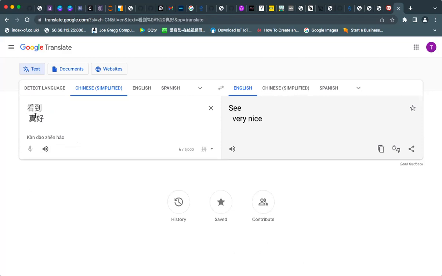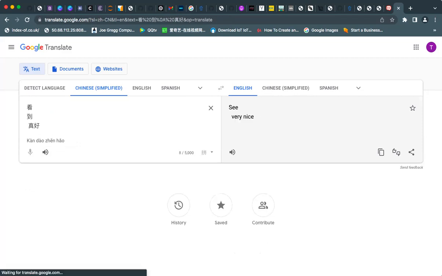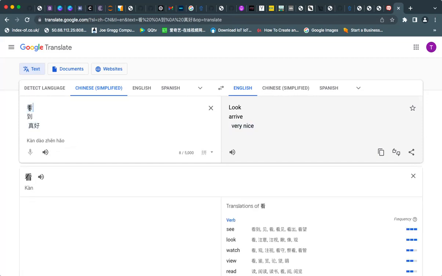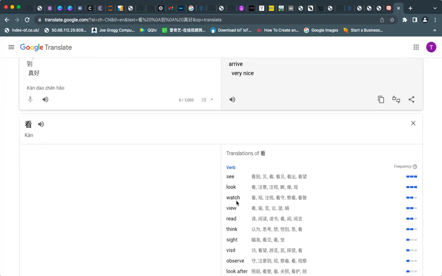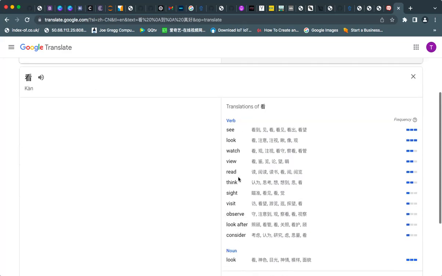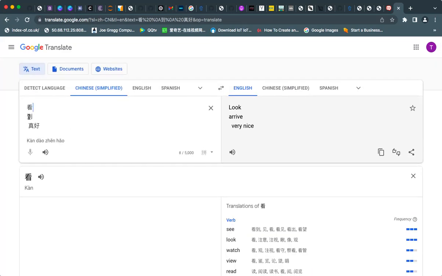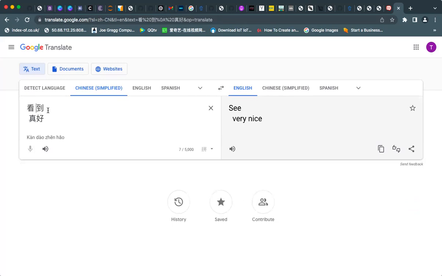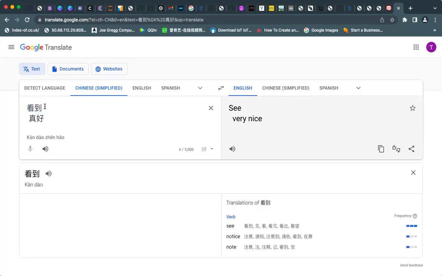Okay, well, jida. And then kan is to see, right? Kan on its own is to look or see. It should have those definitions as well, right? See, look, view, or read. It just depends on the context and how you match it with the other. And then dao we said it's like the ending, like the result. So when you look and you see, sometimes you just look and then you don't see. But sometimes when you look and you see, that's the result of looking is seeing. So you combine together like kan dao.